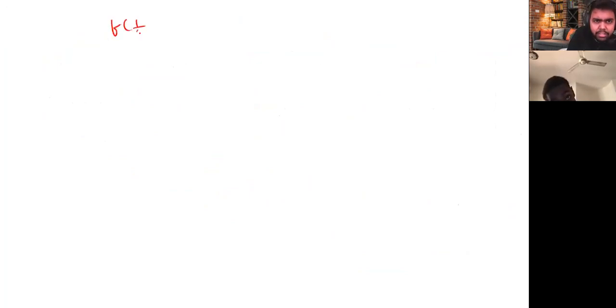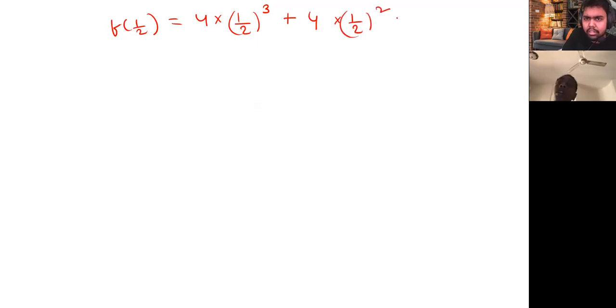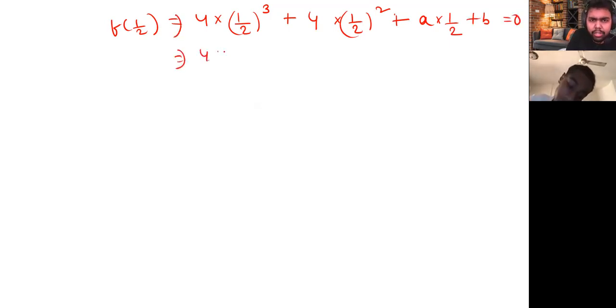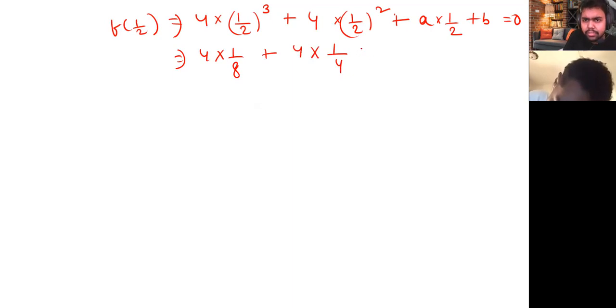Tell me the value of the first function. For x cube was there, right? For x cube, that means four times 1 by 2 cube, then plus 4x square, that is half square, then plus a into half. Ax was there, and just b was there, right? Is equal to 0. Let us solve. So here it would be 4 times 1 by 8. Here it would be 4 times 1 by 4. Here it would be a by 2. And here it would be plus b is equal to 0.